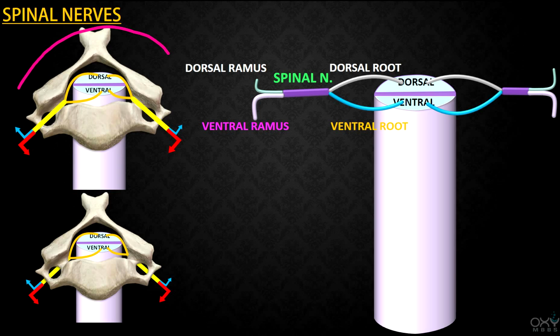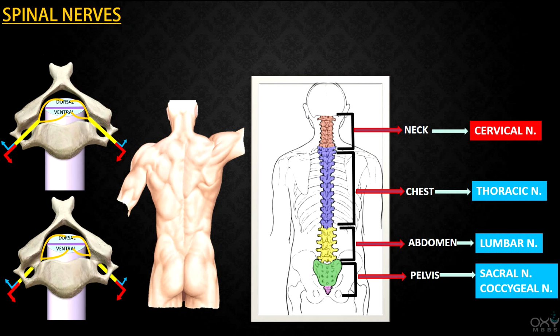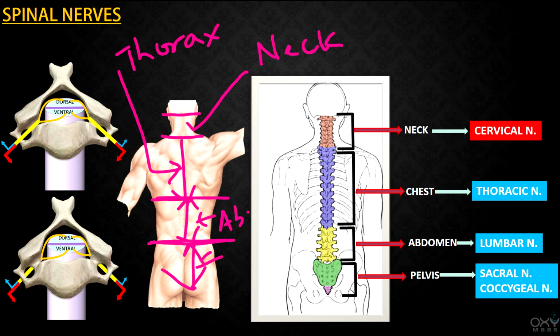Now friends, as you can see clearly in this picture, in some cases the spinal nerve passes above the vertebra and in some cases the spinal nerve passes below the vertebra. Now friends, can you please tell me what is this part of the body? Yes friends, you are correct. This is our neck, and from this up to this it is the thorax, in which lungs are present. So this is our thorax region, and this is our abdominal region. And this remaining portion is called the pelvic region.